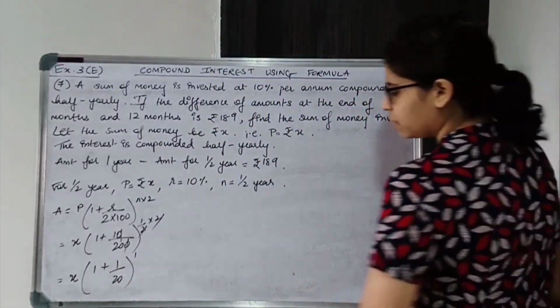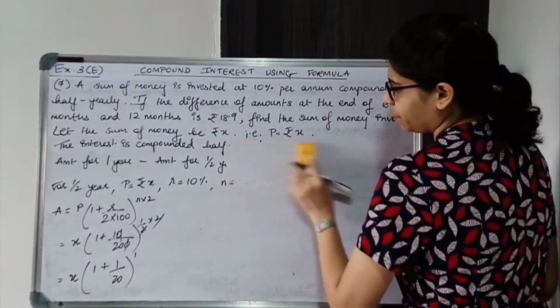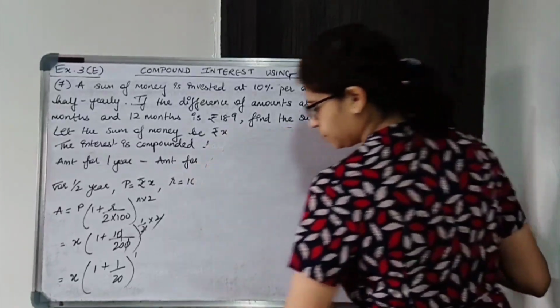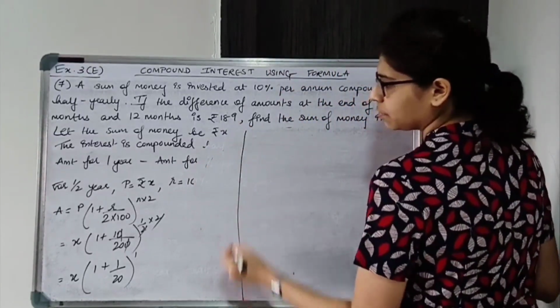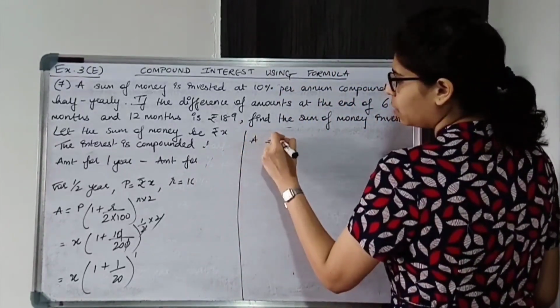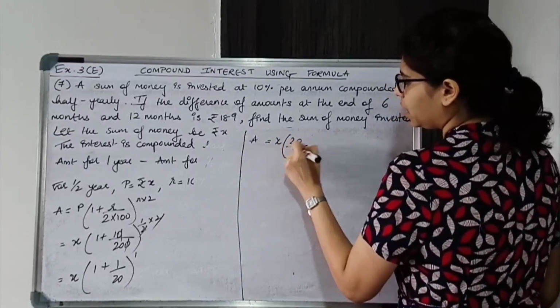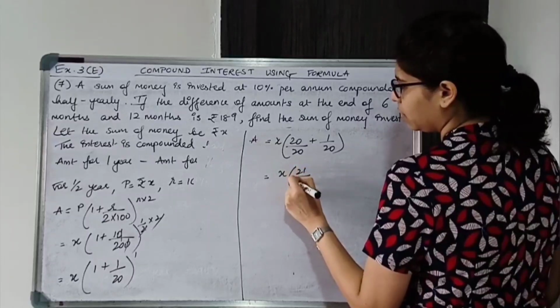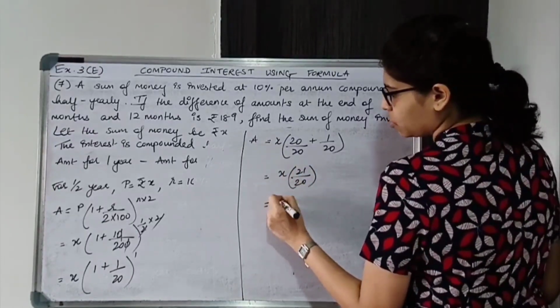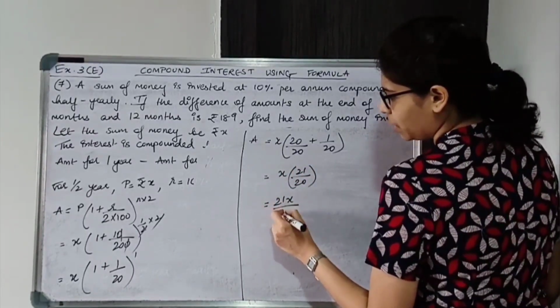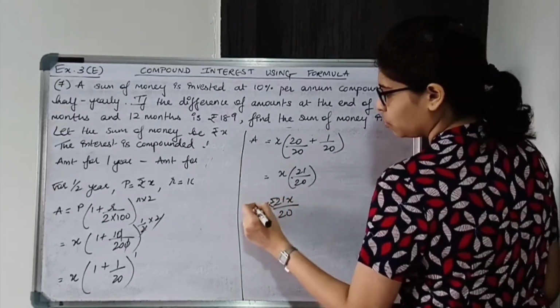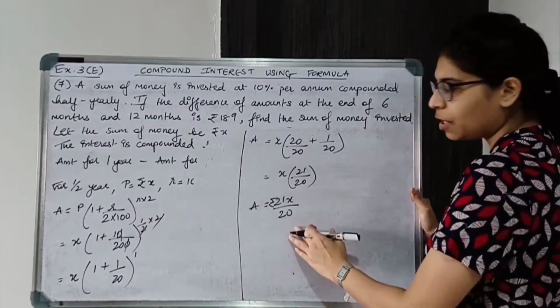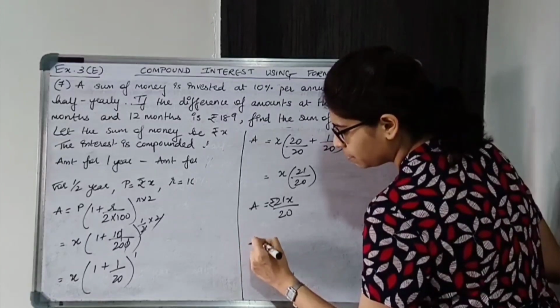So we'll solve the bracket first. A is equal to x into 20 upon 20 plus 1 upon 20. So that gives x into 21 upon 20. I can rewrite it as 21x upon 20 rupees. So this is the amount for half year.